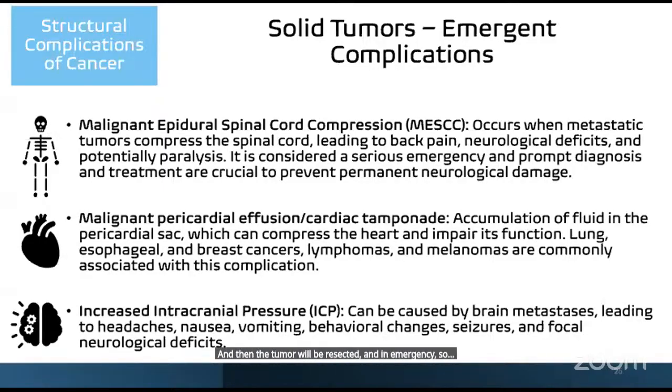The increased ICP can occur through lymphomatous meningitis or a CNS mass. This can present like any other space-occupying lesion, but still we have to think about tumor. We have to think about any metastasis that is making the ICP increase. Really important.